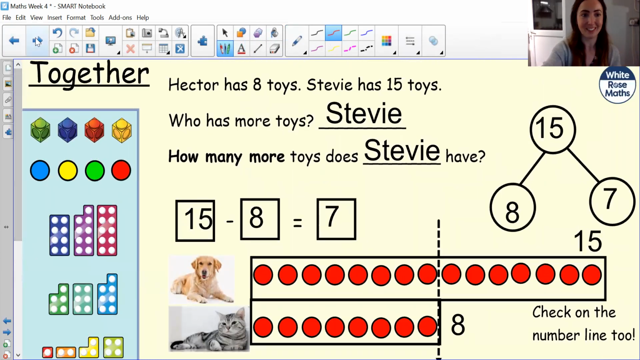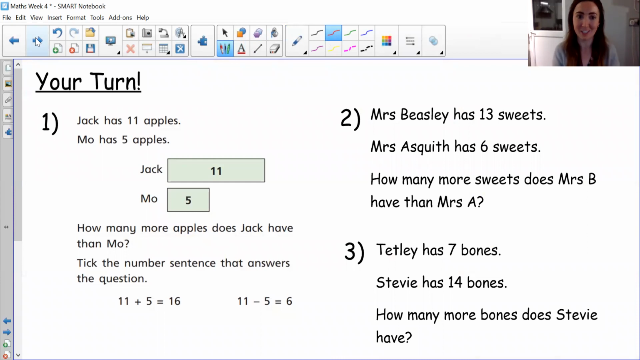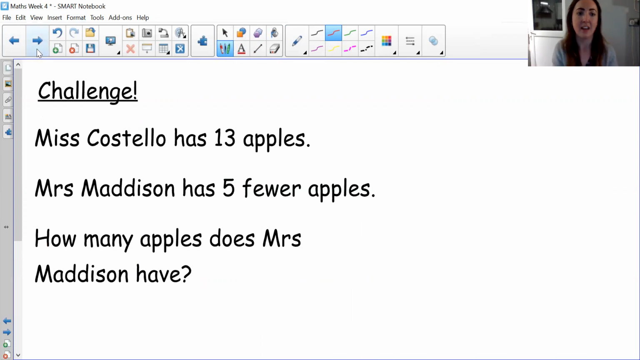Okay. Now it's time for your turn. So we've got 3 questions, which are all very similar questions to the ones we've practiced together today. And as always, these questions are on a sheet that can be downloaded on Teams if you go on there, if you'd like to print it off to have a go, or if not, you can just pause the screen and write down on a piece of paper. It's entirely up to you. And then when you're finished with these questions, there is a challenge as well.